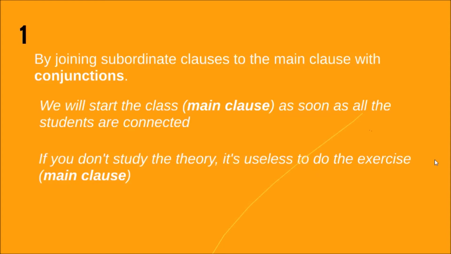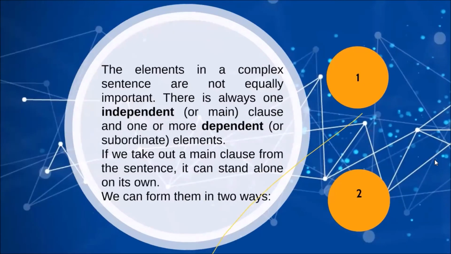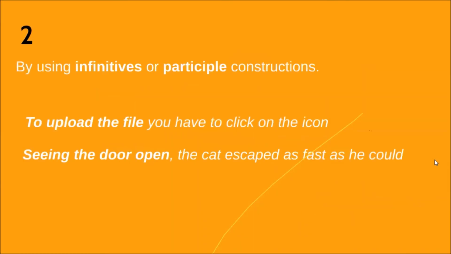That won't happen with the first part. If you don't study the theory, that is a subordinate clause because it needs another part in order to be complete and to make sense. Is this okay? Yes. Okay, so this is the first way to form complex sentences. And then there is another one.